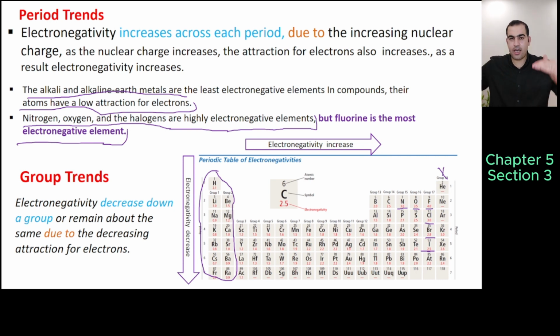Now, across the period electronegativity increases, and down the group electronegativity decreases because attraction decreases. Shell number increases, and when shell number increases, it decreases the attraction. Shell number increases, attraction decreases, electronegativity decreases. So when electronegativity decreases, the atoms are going to lose electrons. This is about metals.